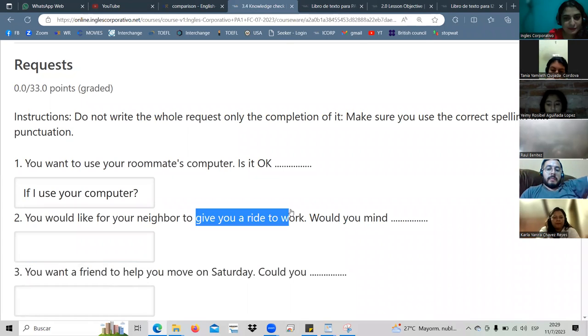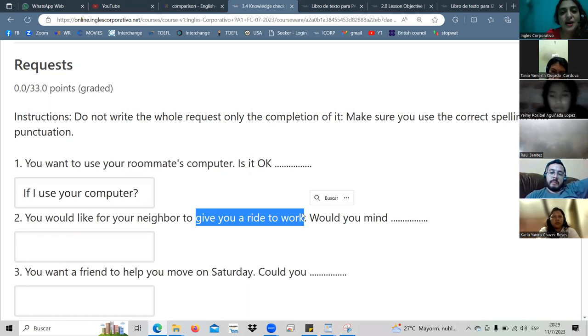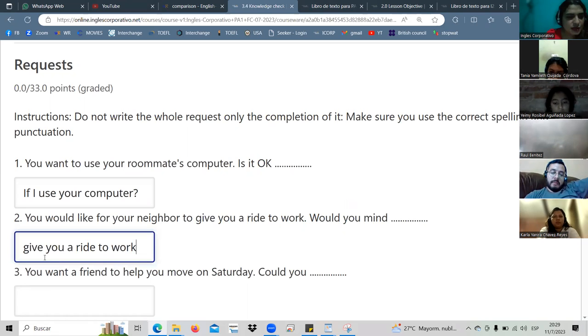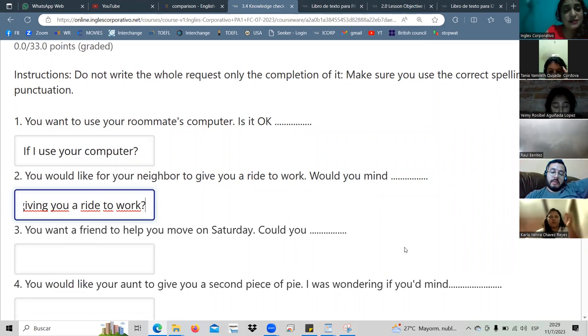Give me a ride tomorrow. What happens with the giving me? Good job with the ing. Would you mind giving me a ride to work? And of course, it's a question, so we should add the question mark as well. Sometimes it's not necessary, but if it's a question, we always add it.